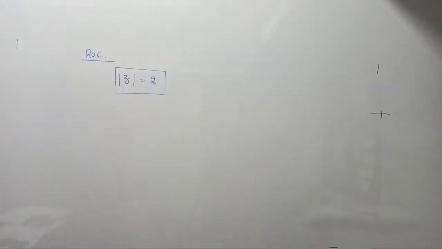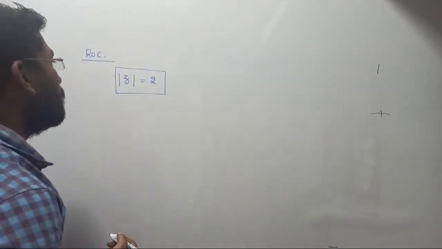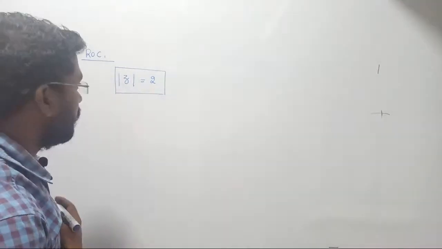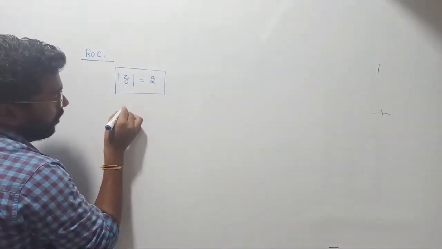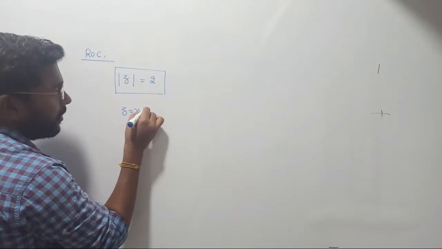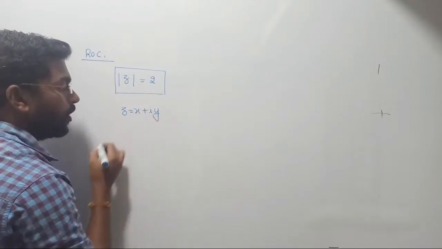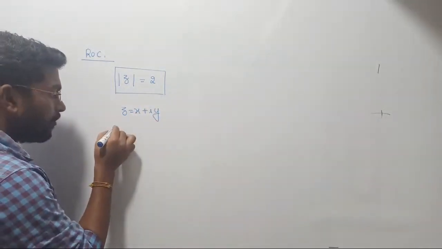When they define mod z equal to 2, what is the actual meaning of that? It means mod z, we all know, right? z is a variable, it can be defined as x plus iy. Exactly. Then what is the value of mod z?